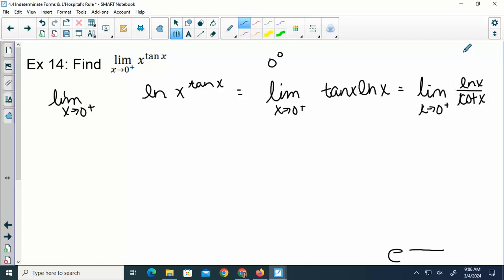Okay, natural log of 0. We've talked a lot about natural logs. We know the graph looks like this. As it's approaching 0, you have a vertical asymptote, so that's going to negative infinity. Cotangent of 0. If tangent is 0, what's cotangent? Undefined. It's a reciprocal. So that means it's a vertical asymptote at 0. So we have an indeterminate form, infinity over infinity. So we can do L'Hopital's.